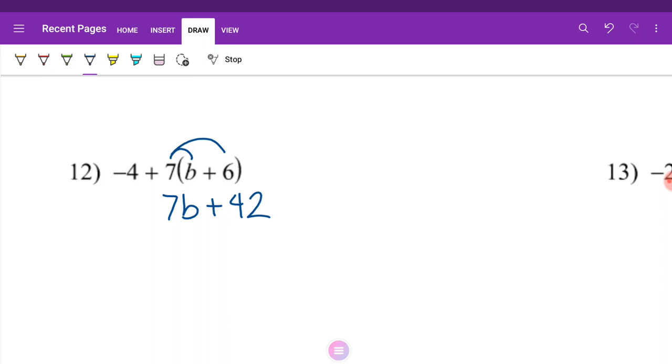Okay, so hopefully you can see that right there. I distributed the 7 in. I'm just going to drop this negative 4 down. Then we're going to add our like terms together. And that is it. Your homework is to do the matching questions on the right-hand side.